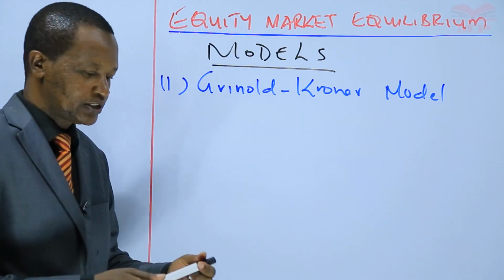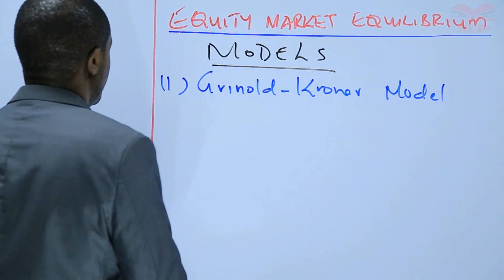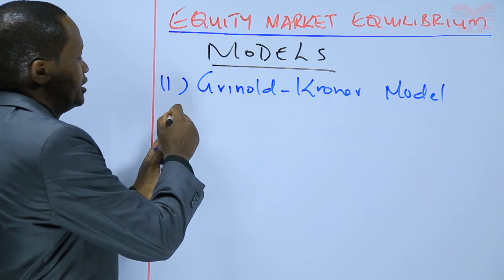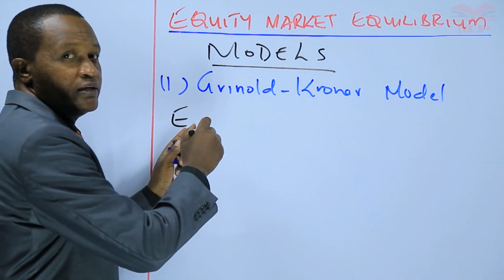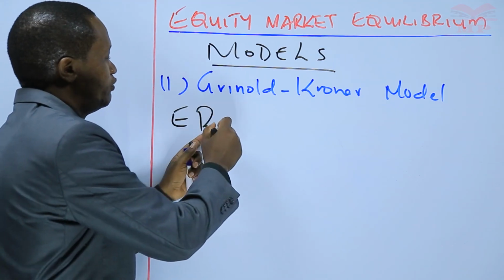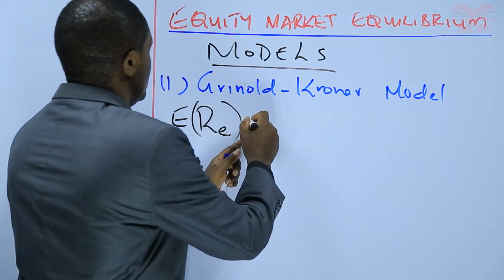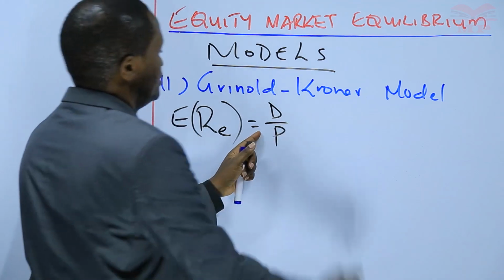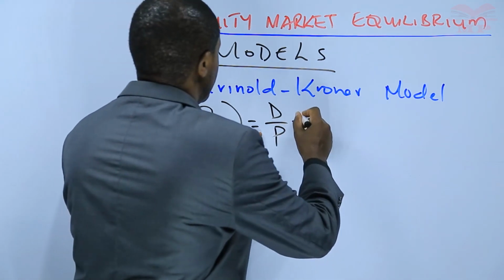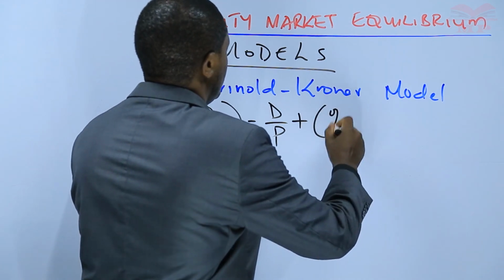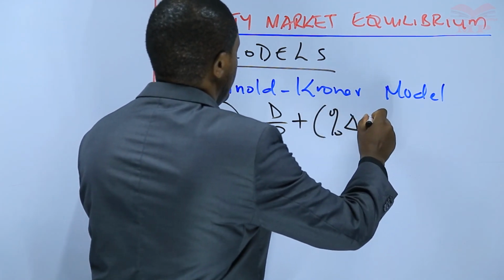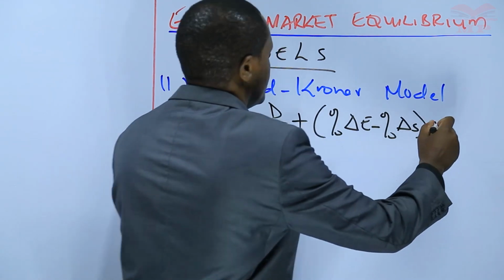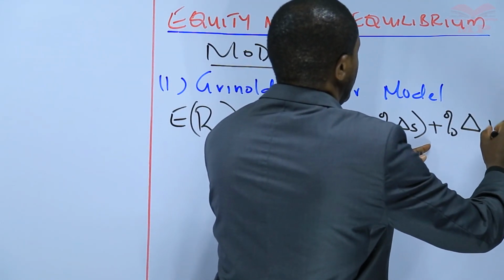And this model, candidates, I'll put down the model. The Greenwald-Kroner model, that is the expected return of equity is equal to the dividend yield D over P plus percentage change E minus percentage change S plus percentage change in PE.